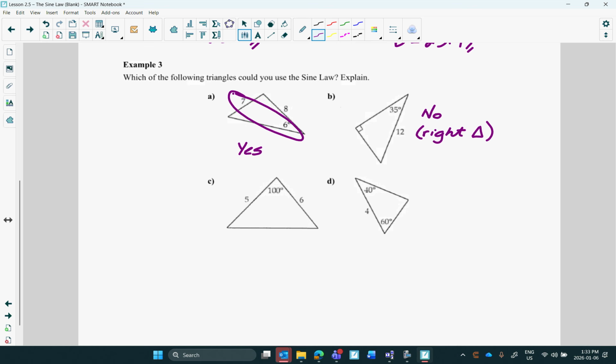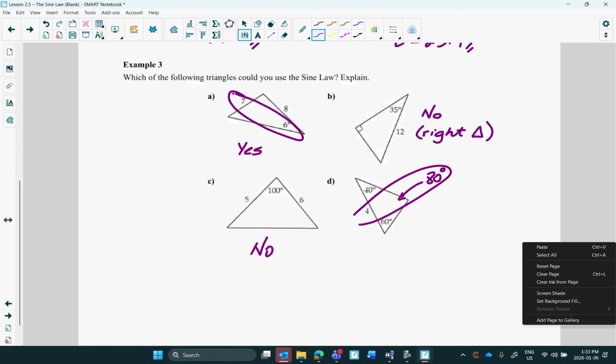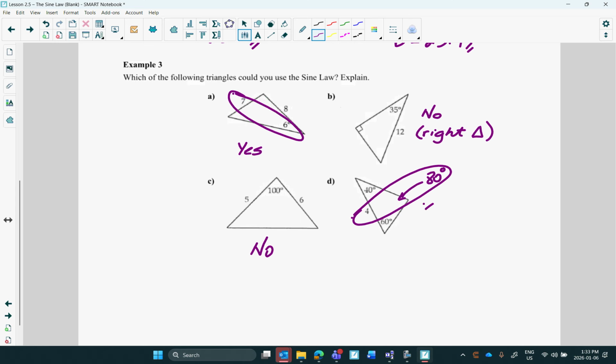How about C? No, I can't. I don't know these, I have no idea what these angles are, and these are the opposite sides, so there's no way I can figure it out. How about this one? Yes, because you could find this. It's 80 degrees because I know the two other angles. Therefore, I know a side and its opposite angle, therefore I can use sine law. So yes.